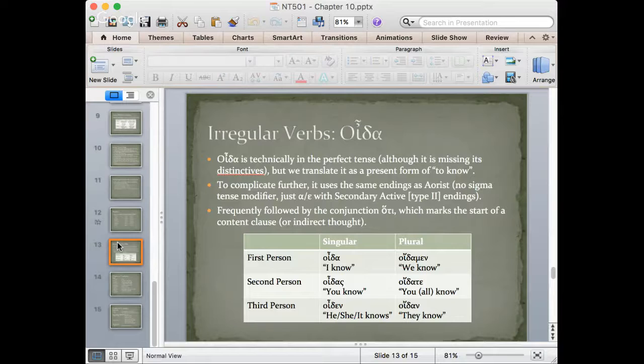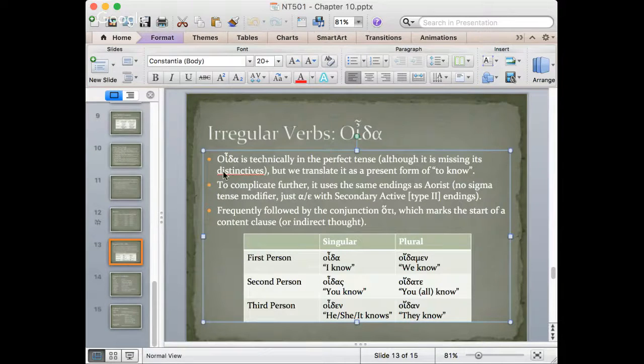This is the verb to know. I've spelled distinctives wrong. That's awesome. Oh, no, it's staying distinctives.